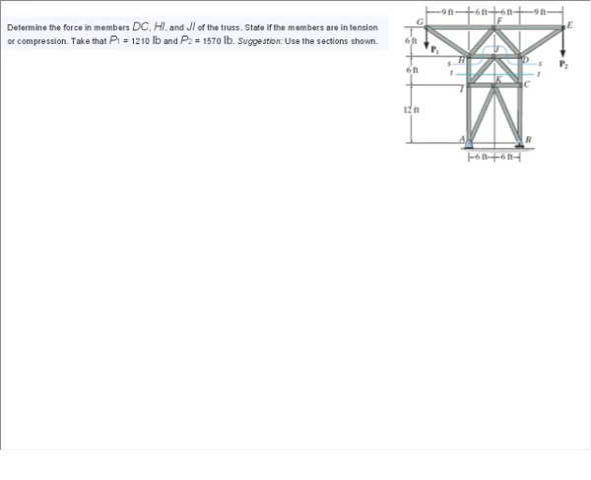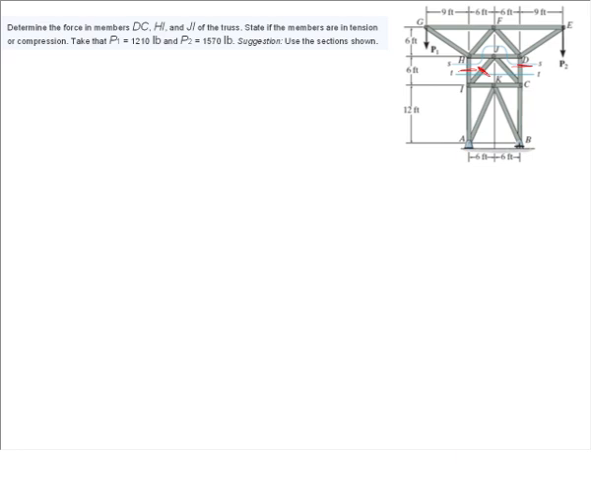We have DC, we have HI, and we have JI. So those are the 3 members that it wants you to solve for. And typically what we do in the method of sections is we make a cut. We get out our hacksaw and we cut through the truss. And then we use rigid body equilibrium.